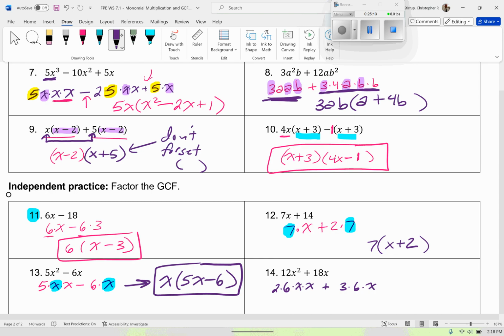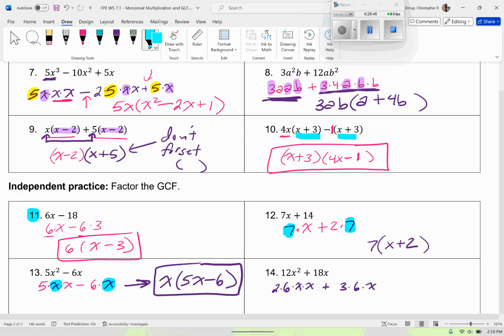Do you feel comfortable with what I did on number 14? Now, some of you might be going, why didn't he use 3 and 4? Because 12 is 3 times 4, right? But I chose to use 6 because I felt that 6 was the largest number that both. 6 times 2 is, huh? You want the largest. That's why it's called the greatest common factor. Greatest meaning biggest. All right.